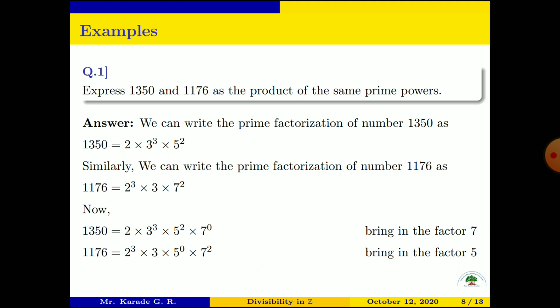So anything raised to 0 is 1. So 7 raised to 0 is 1, so there is no change in the prime factorization of the first number, and 5 raised to 0 is also 1. Therefore there is no change in the prime factorization of the second number. In this way we expressed the given two numbers as the product of the same prime powers.